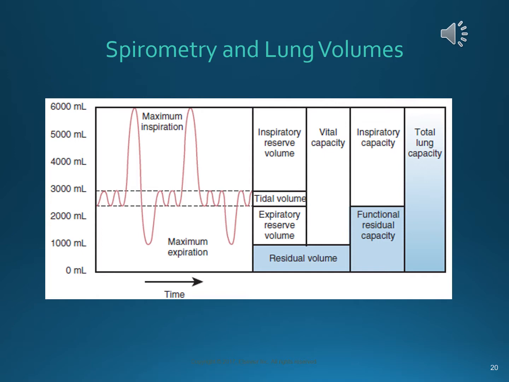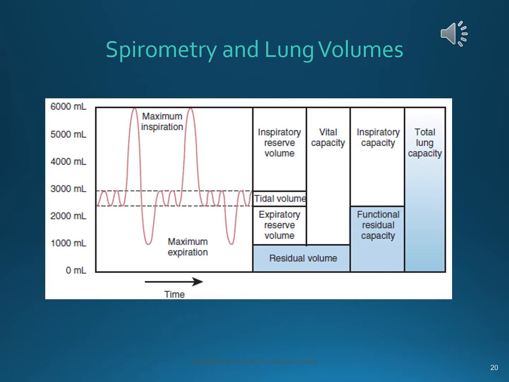Spirometry and lung volumes can tell you a lot about the amount of air that you can get in and out of your lungs. So if you look at this picture, the first piece of it in red looks at different lung volumes. So your tidal volume is normal breathing, and that is about 500 mils, give or take. And then you'll go up to maximum inspiration, which is a big deep breath, biggest deep breath you can take.